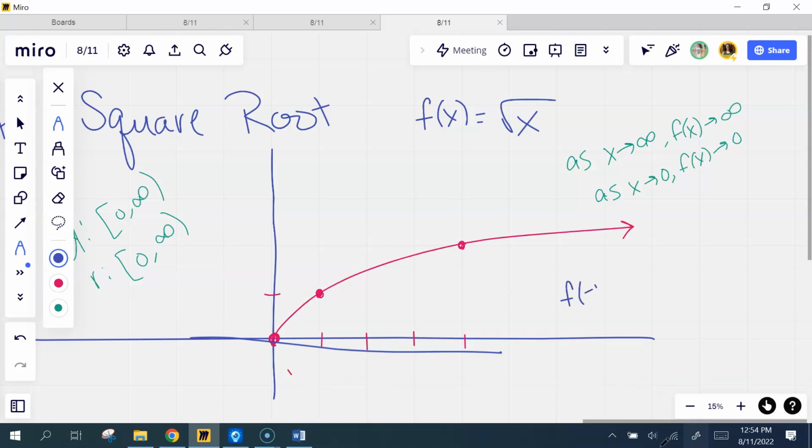If you put negative x in, that's imaginary. It doesn't look exactly like the first, and it doesn't look exactly opposite of the first, so it's neither.